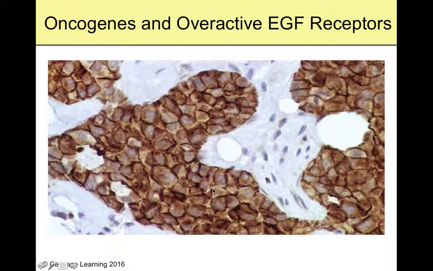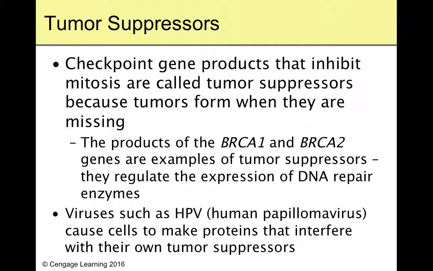And so here's a picture of the effects of these oncogenes and the overactive EGF receptors, where we have unregulated growth occurring in skin cells. And that is a bad deal.